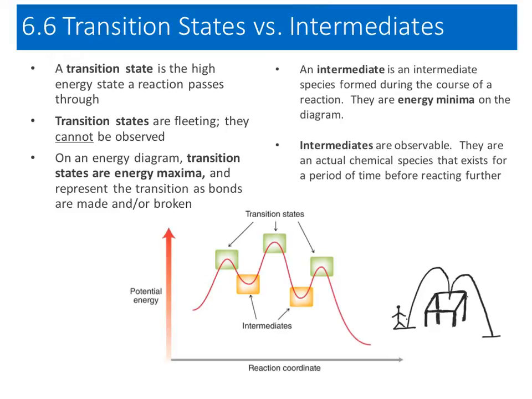It is observable and it exists for a period of time before reacting further. To understand the difference between transition state and intermediate better, let's consider this example here. Imagine that you are jumping in the air as high as you can to reach a desk while your friend is taking a photo of you.